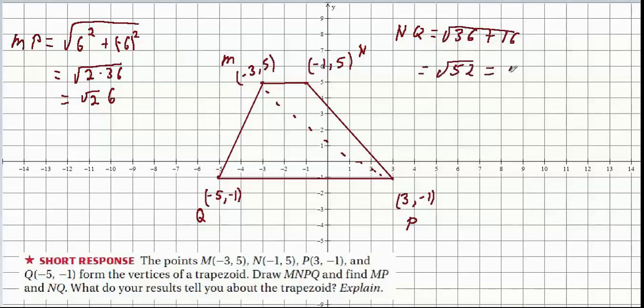Well, that's just 4 times 13, right? We can pull out the 4 and write 2 times the square root of 13. So over here we've got the square root of 2 times 6. Here we have 2 times the square root of 13. That's for this one. Now, do these answers make sense?